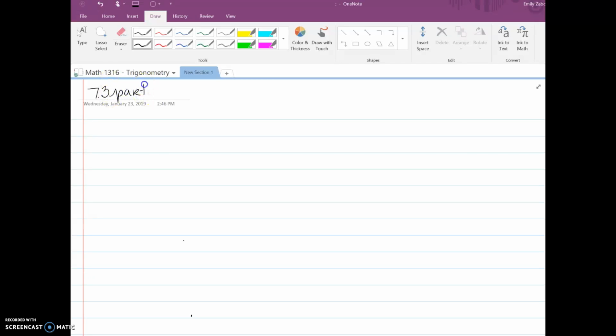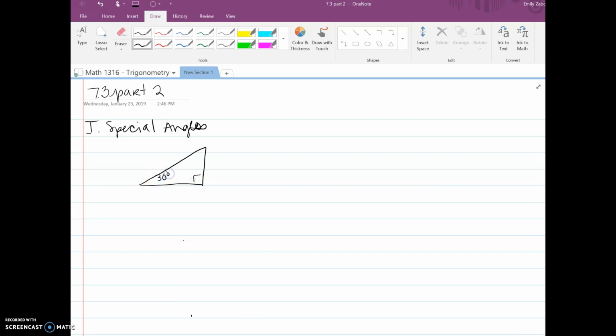7.3 part 2. We're going to start with some special angles that we see in some particular triangles. So let's just get a triangle to get us going. You'll remember this from a previous section.